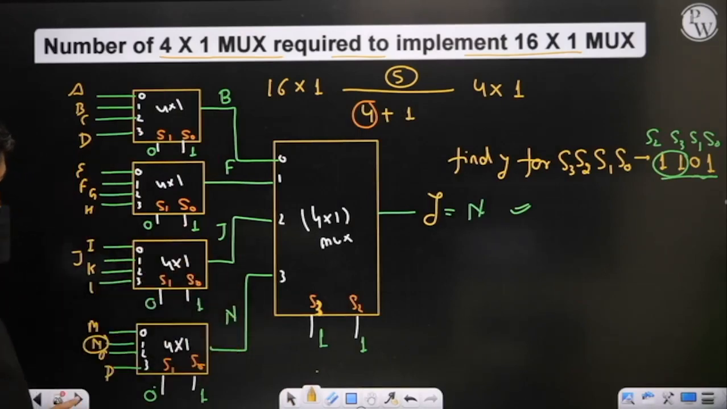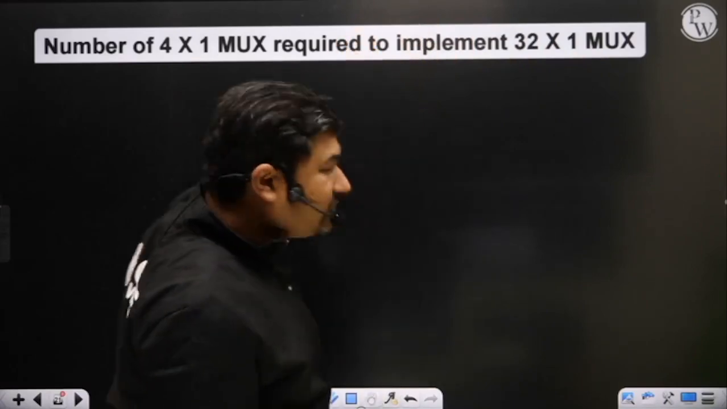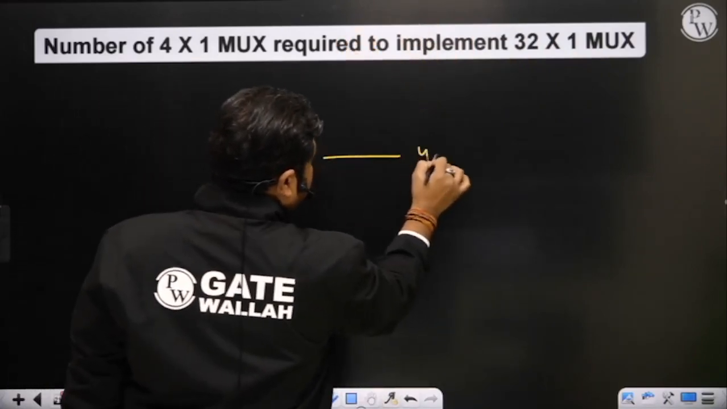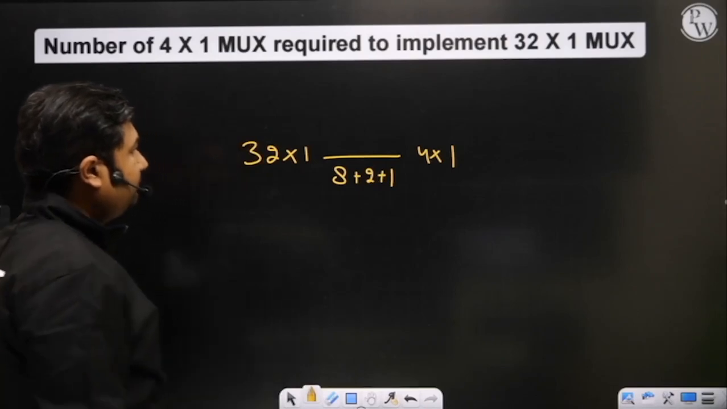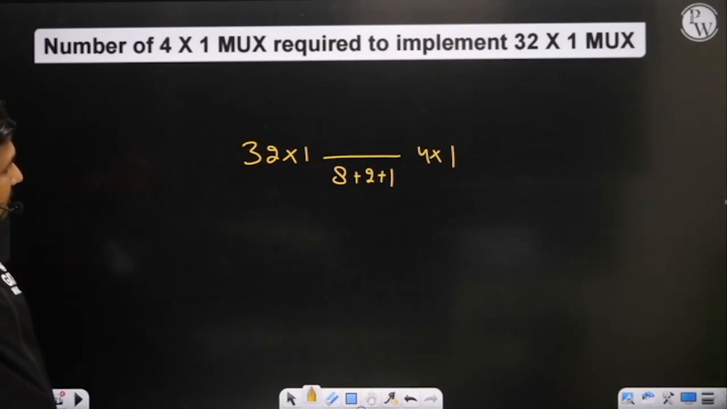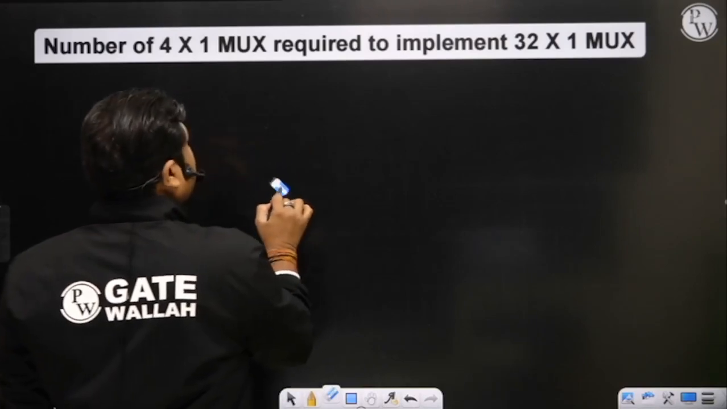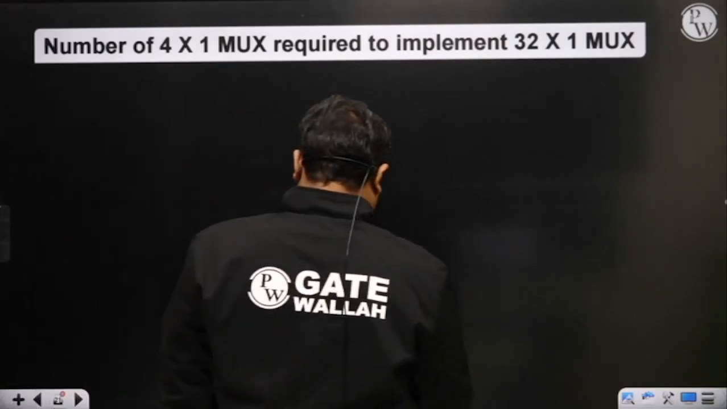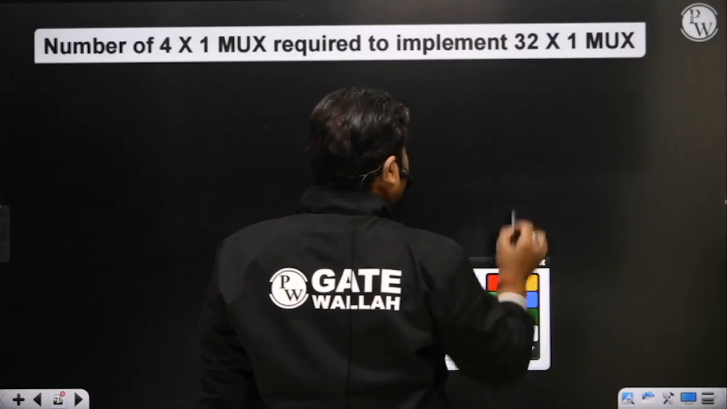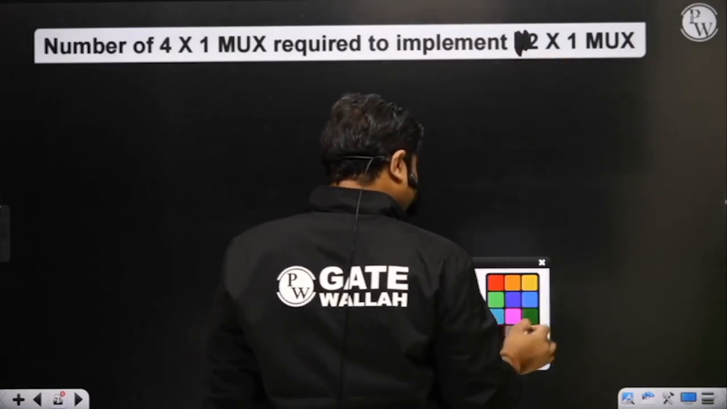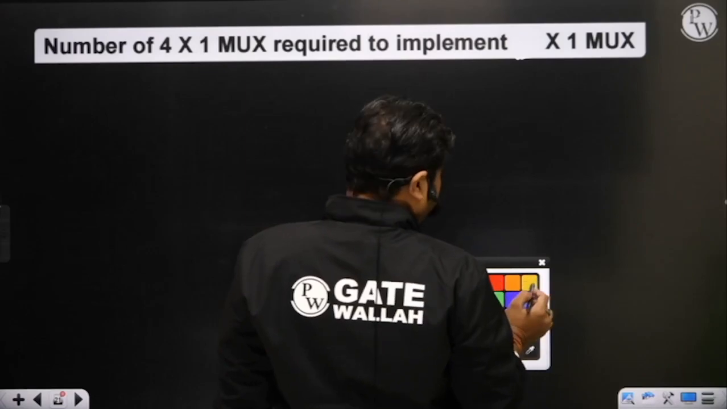Great, sir. Now we know how to implement any desired function. Can you implement 32 cross 1 by using 4 cross 1? Yes, sir. How? So this will be 8, 2, 1. Is it okay? No, this is not okay. You can't implement it, this is 64. You can't implement in this way. You have to leave some inputs. So it is not going to be implemented in this way.